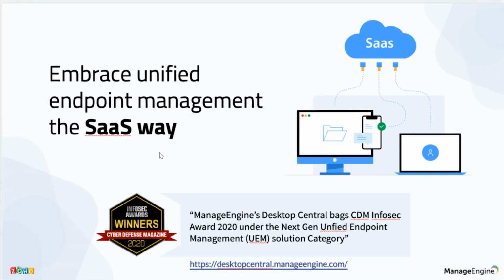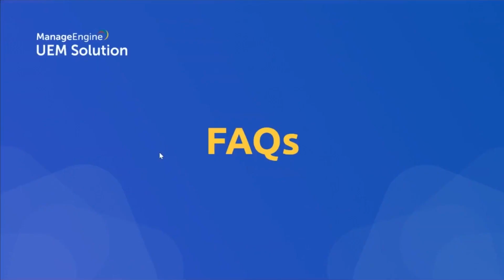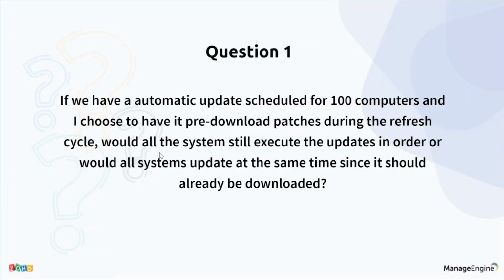Now let's quickly take a look at the frequently asked questions. Question 1. If we have an automatic update scheduled for 100 computers and I choose to have it pre-download patches during the refresh cycle, would all the systems still execute the updates in order? Or would all systems update at the same time since it should already be downloaded?